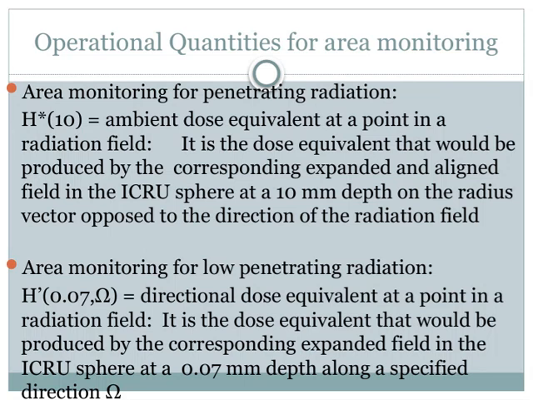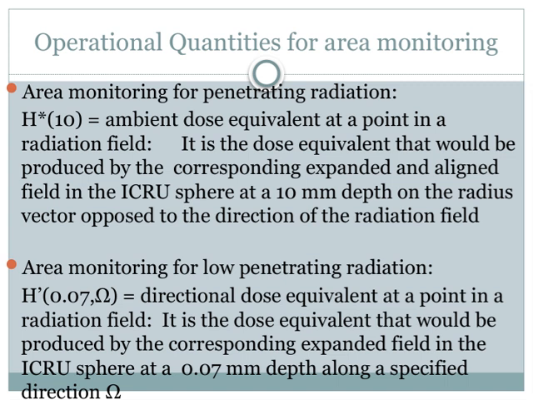Now, let's look at area monitoring for penetrating radiation. The key quantity here is H*10, which stands for the ambient dose equivalent at a specific point in a radiation field. This represents the dose equivalent that would be produced by an expanded and aligned version of the radiation field inside an ICRU sphere, measured at a depth of 10 millimeters along the radius vector opposite to the direction of the radiation. Essentially, it's a way to gauge the potential dose to a person standing in that field, accounting for how penetrating the radiation is.